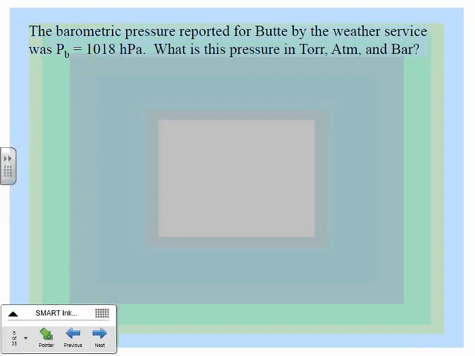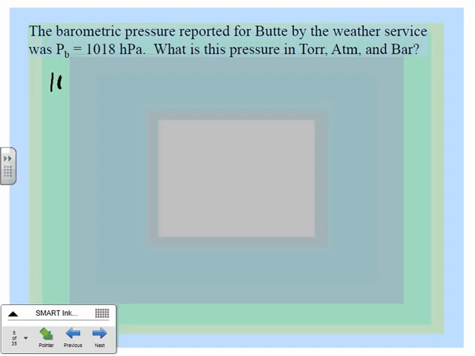So here's, you might have a pressure conversion problem. I doubt that you would have one where you just have to convert the pressure, but you might have one where that's built into the problem a little bit. So let's practice one of these. Barometric pressure reported for Butte was 1,018 hectopascals. So now we want to know, what is that in torr, atmospheres, and bar?